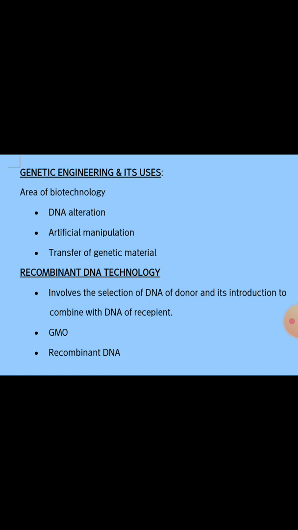Artificial manipulation is the growth of organism by artificial means. Recombinant DNA technology: there are two organisms. One is the donor organism and the second one is the recipient organism. From the donor organism, the DNA is taken and introduced into the recipient organism. So now this organism is called the GMO, genetically modified organism. And what is recombinant DNA? The DNA which contains the genes of both sources, donor and recipient.